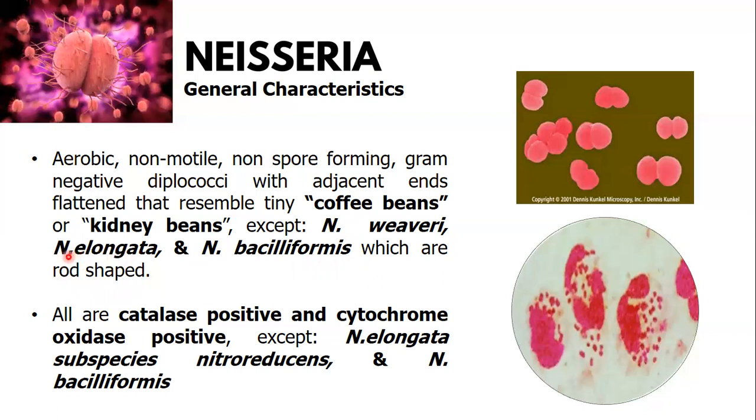Also, generally, members of the family Neisseriaceae are catalase positive, which means that they possess the enzyme catalase that converts hydrogen peroxide into water and oxygen, resulting to effervescence or bubble formation. And they possess cytochrome oxidase. However, an exception to this are the following: Neisseria elongata subspecies nitroreducens and Neisseria bacilliformis.